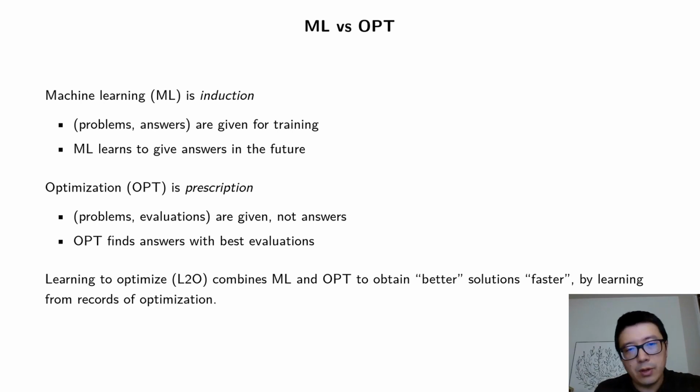And learning to optimize tries to combine these two paradigms to obtain better solutions in shorter time by learning from the records of optimization in the past.